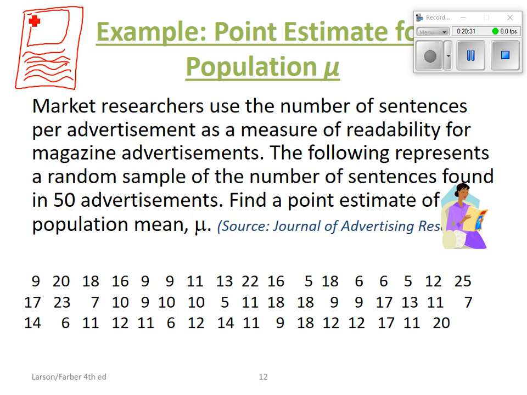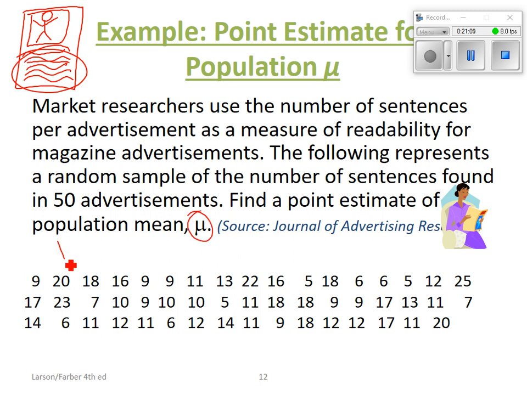So if it's got a picture, and Jackie's looking at it and it's got a picture of a spectacular looking young man and 3 paragraphs, she's probably not reading the paragraph, she's just looking at the cute young man in the picture, right? But if it's got fewer sentences in it, then you're more likely to read it, and that's what this is saying. The following represents a random sample of the number of sentences found in 50 different advertisements. Find a point of estimate of the population mean.